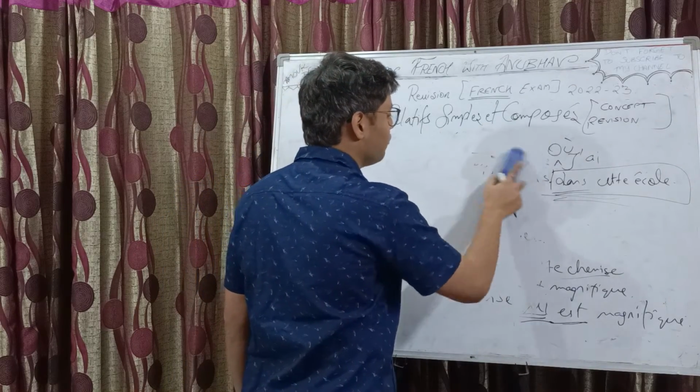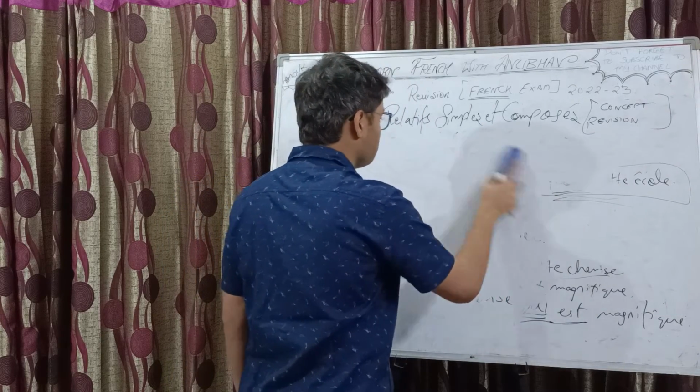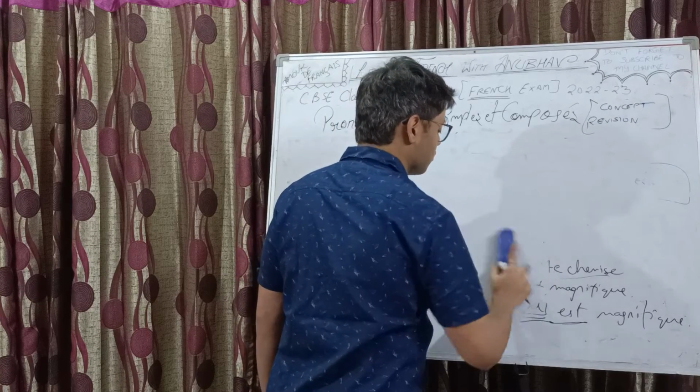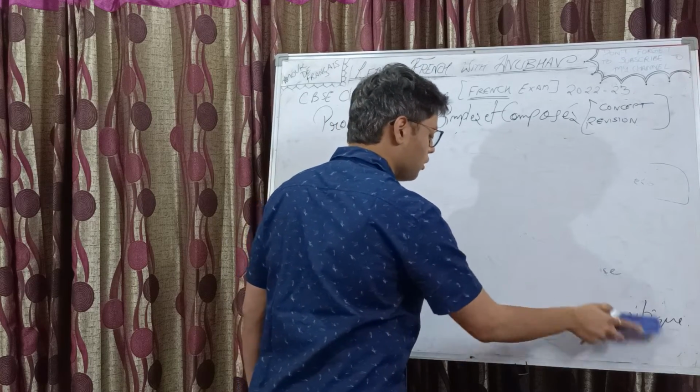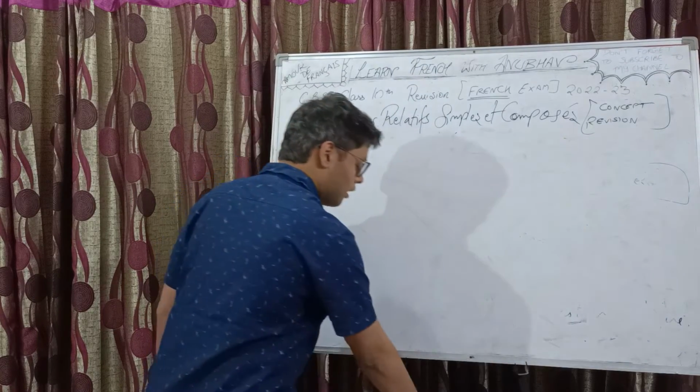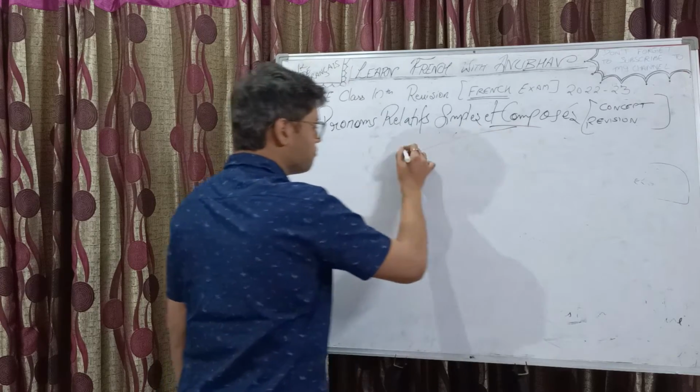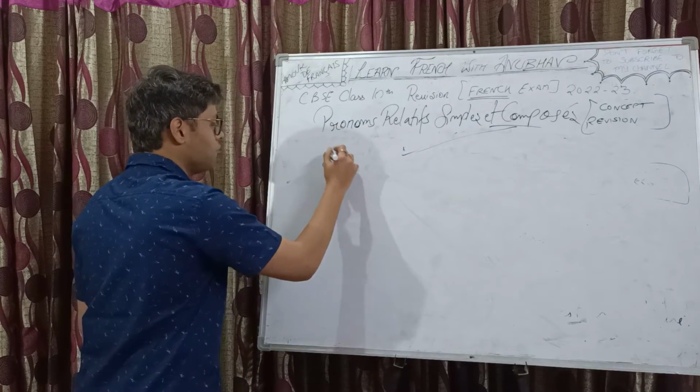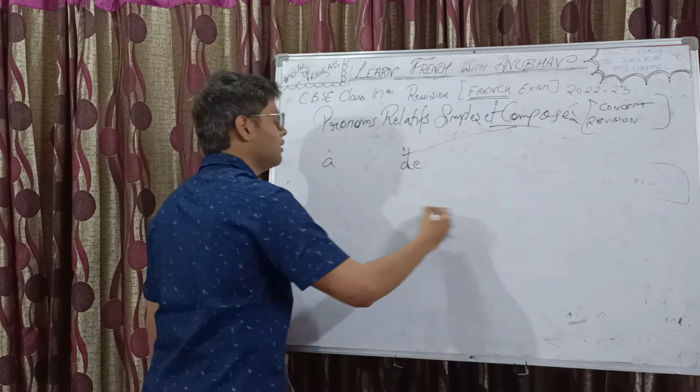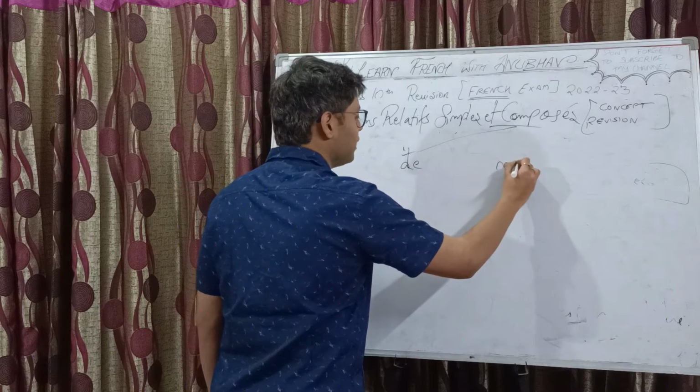First, let's have a list of pronoms relatifs composés. The discussion of pronoms relatifs simples is over. Now we are going to discuss pronoms relatifs composés. We are going to have 3 categories: one with à, one with de, and one with miscellaneous prepositions.